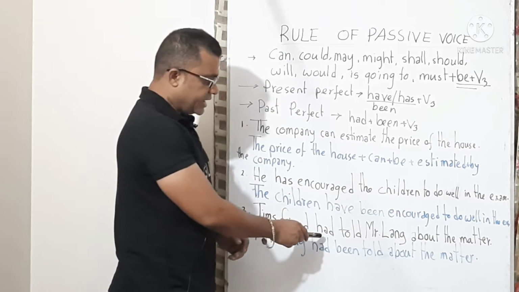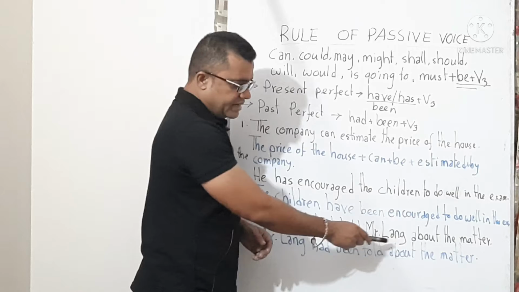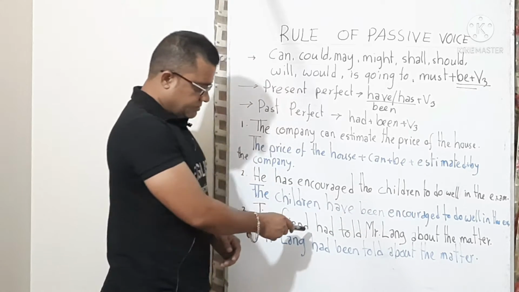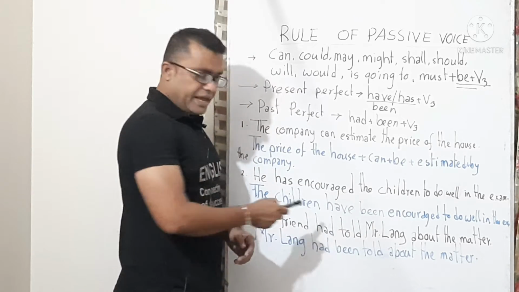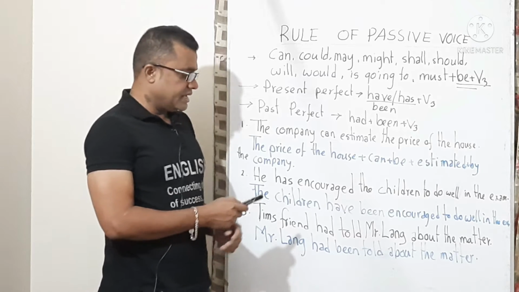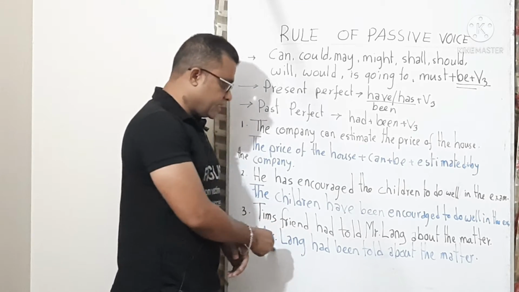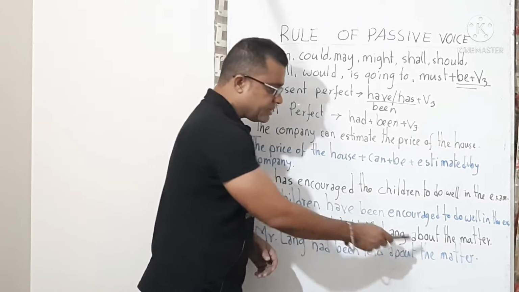Tim's friend had told Mr. Lang about the matter. This is had, so we have to use been here. Mr. Lang had been told about the matter.